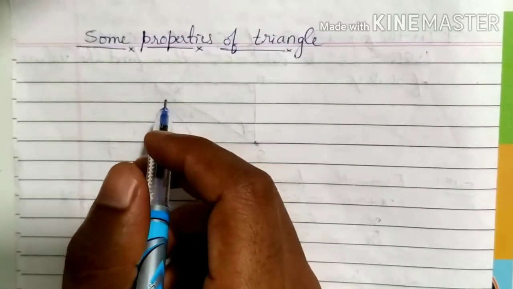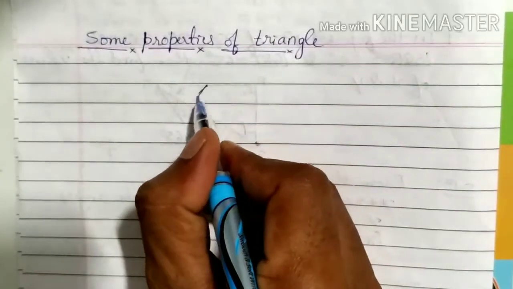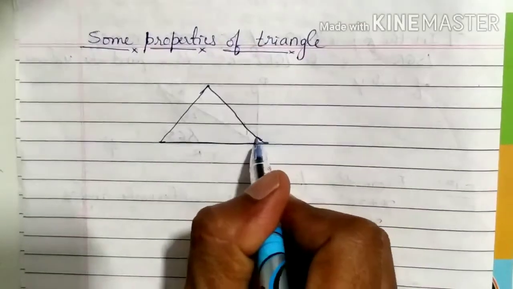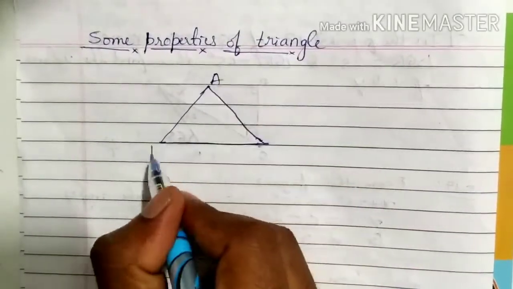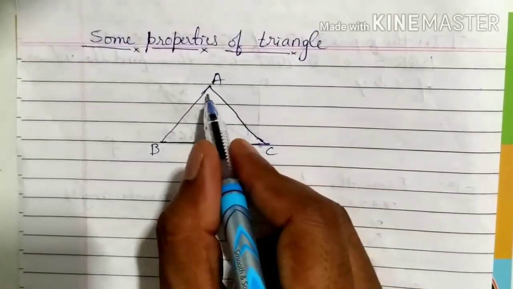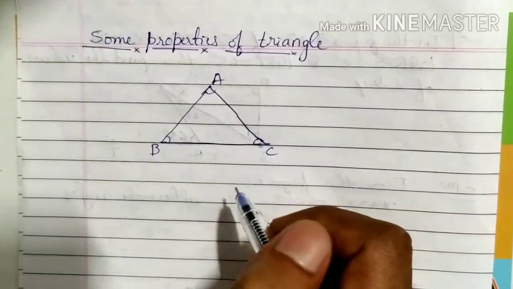Hi students, in this video we shall discuss some properties of triangle. So whenever you consider a triangle, it has three sides, AB, BC and CA or AC, as well as three angles, angle A, angle B, angle C.